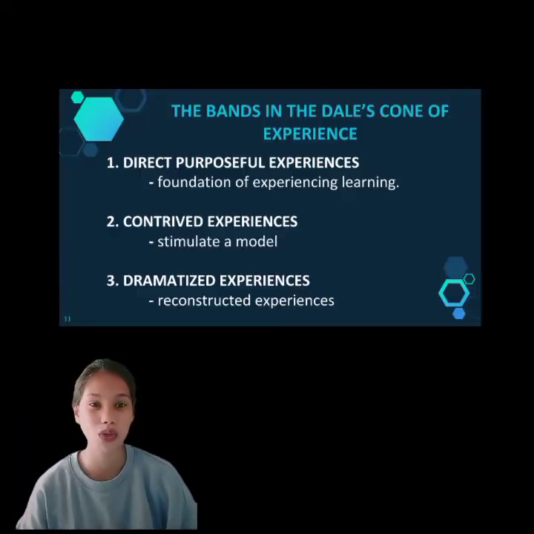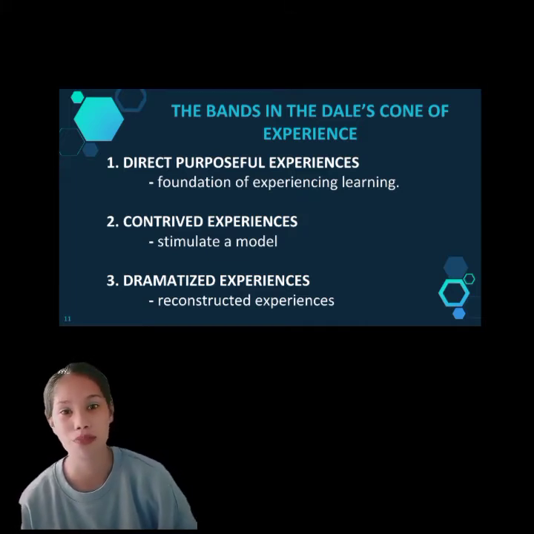So now we're going to discuss the bands in Dale's cone of experience. Number 1 is direct purposeful experience. It refers to the foundation of experiential learning. Using the senses, meaningful knowledge and understanding are established. This is experiential learning, where one learns by doing.